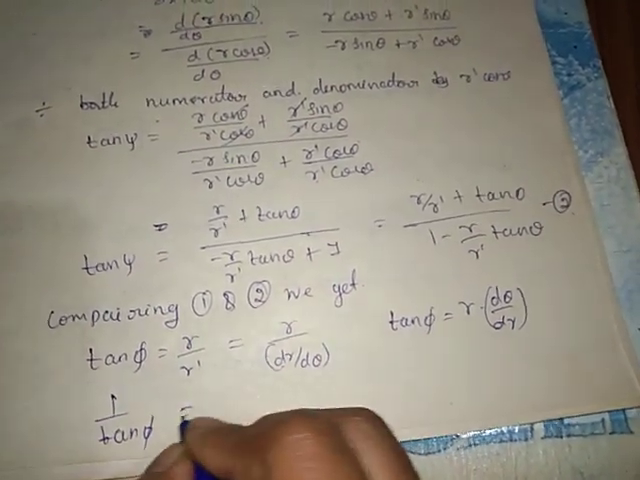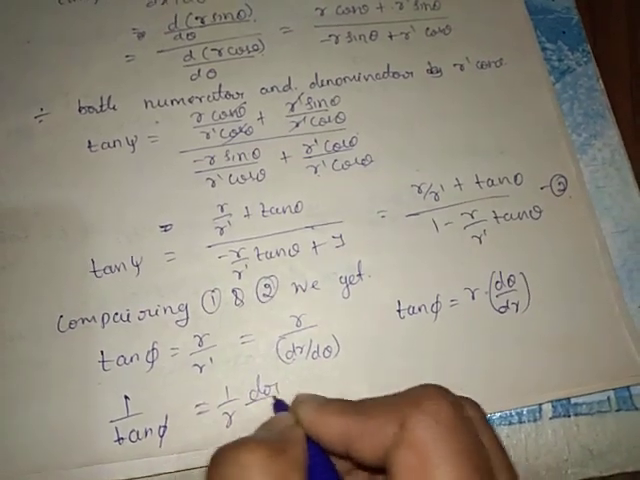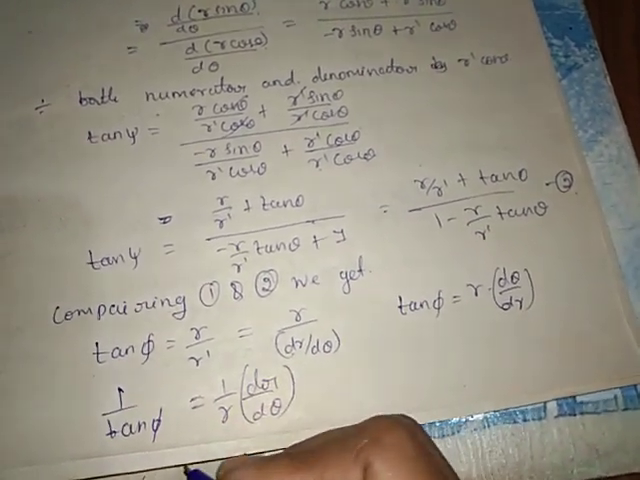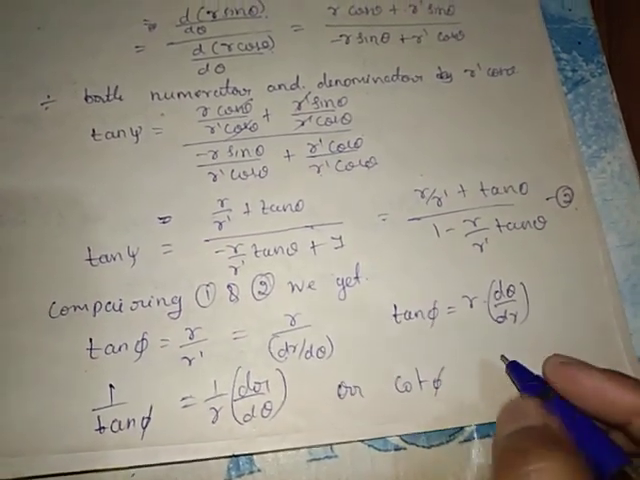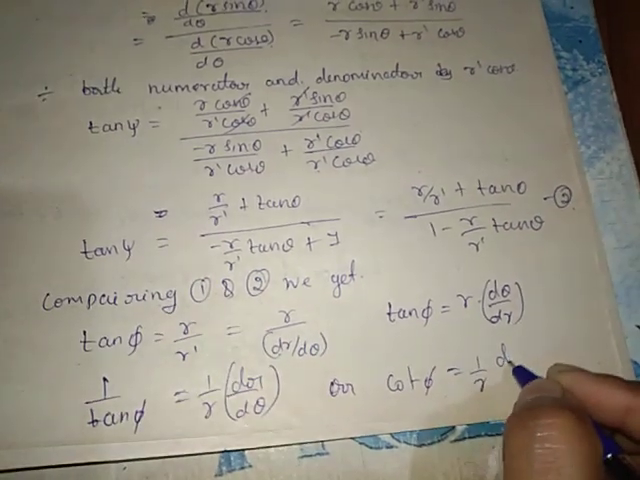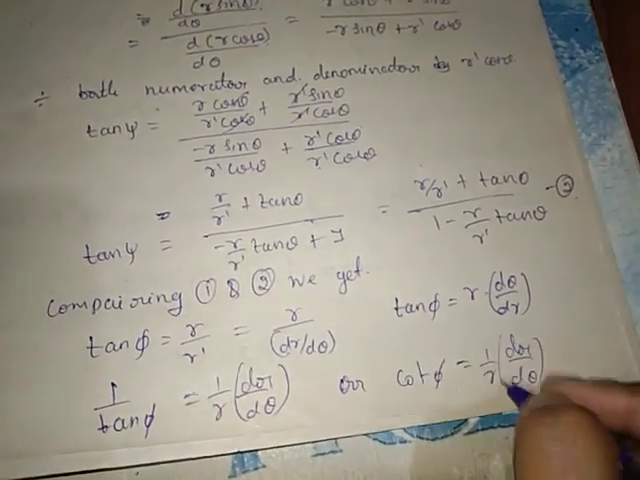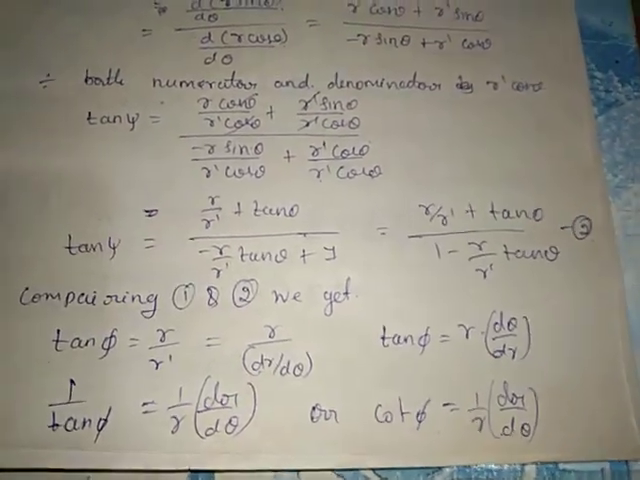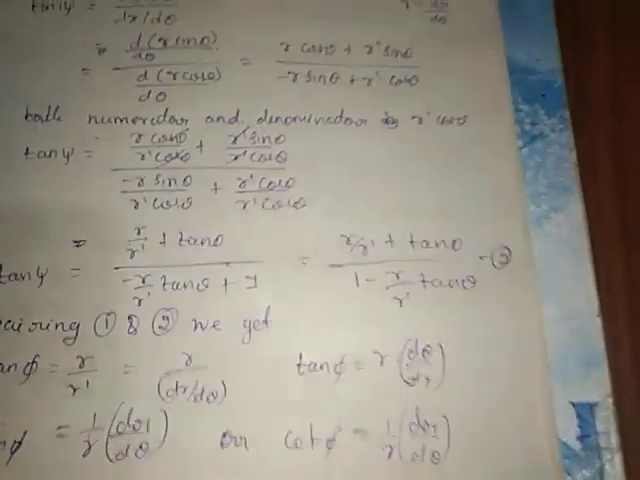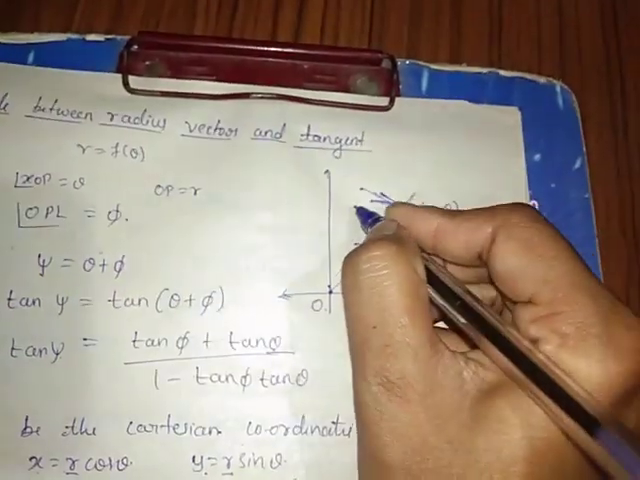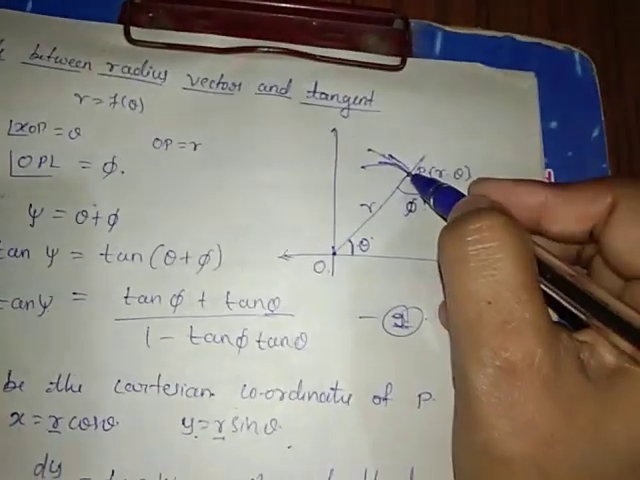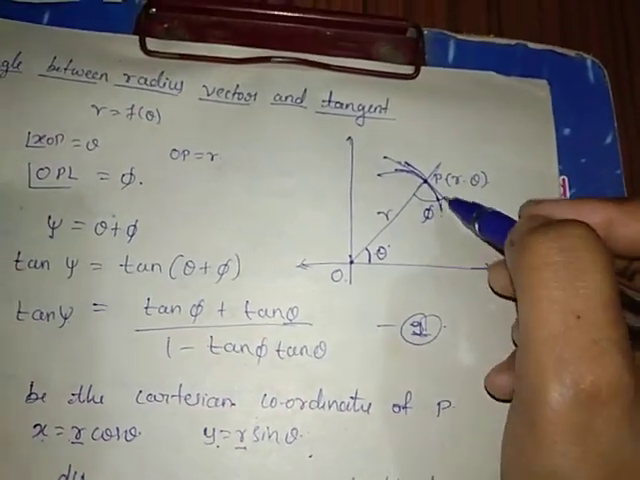1 by tan phi equals 1 by r into dr by d theta, or cot phi equals 1 by r dr by d theta. Here that is the angle between the radius vector and tangent. So first we consider a curve. On the curve we are considering a point P.